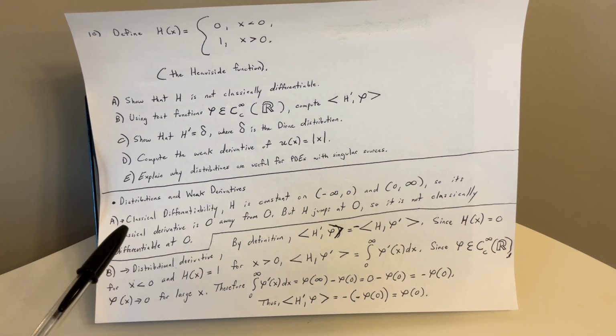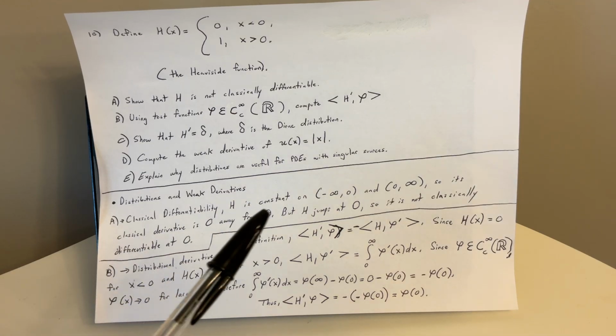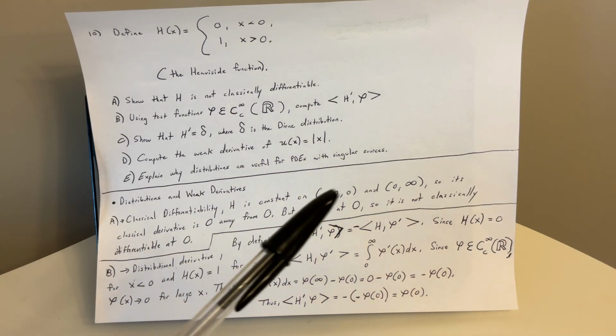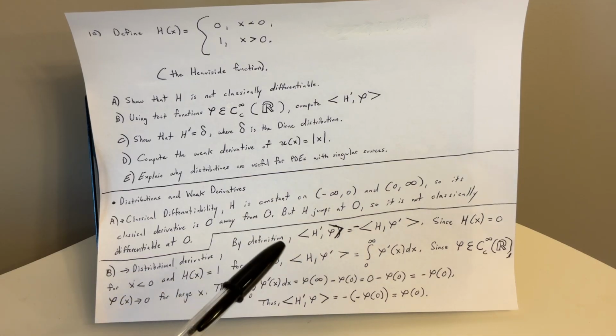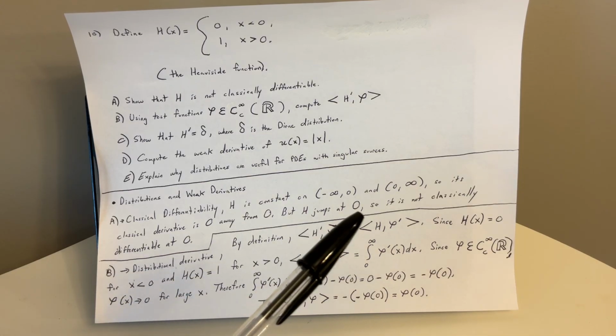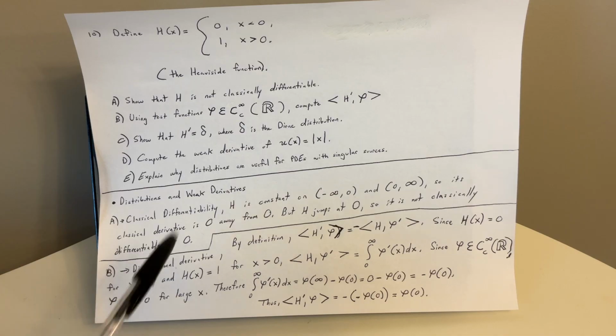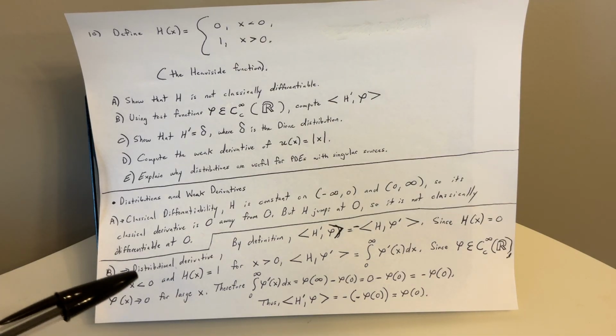Part A, classical differentiability. H is constant on these intervals, so its classical derivative is 0 away from 0. But H jumps at 0, so it is not classically differentiable at 0. For part B, distributional derivative.